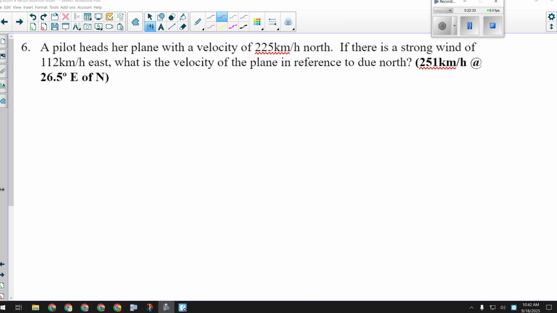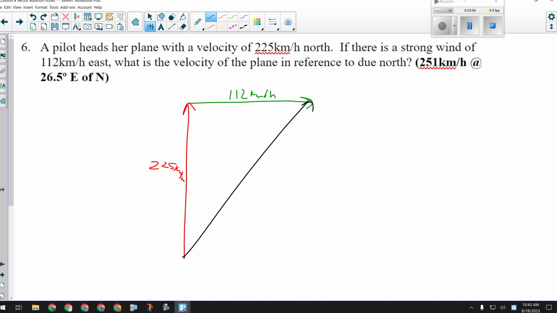This one is just a very simple perpendicular vector question where we have the plane heading north, 225 kilometers per hour, and then there's a wind, okay, that is blowing 112 kilometers per hour east. That's really strong, okay? That'd be like a Chinook, blowing to the east. Okay, and what's the final velocity of the plane, or what's the resultant velocity of the plane?